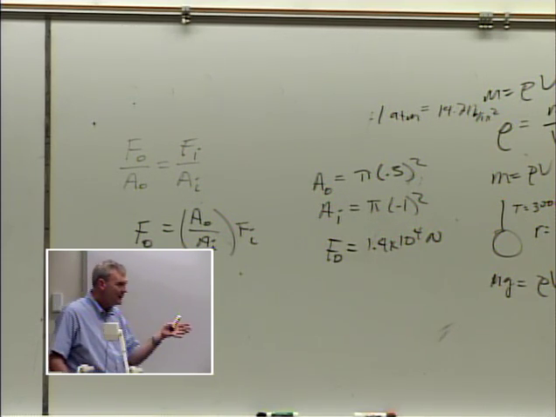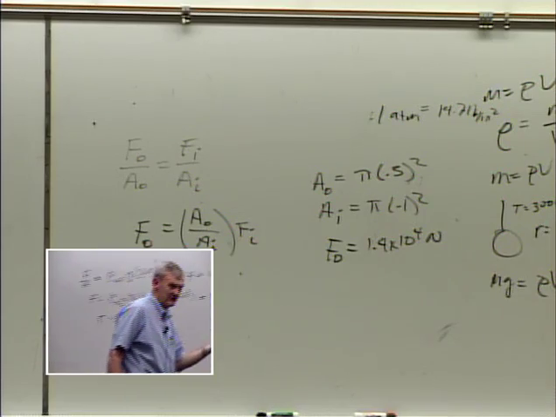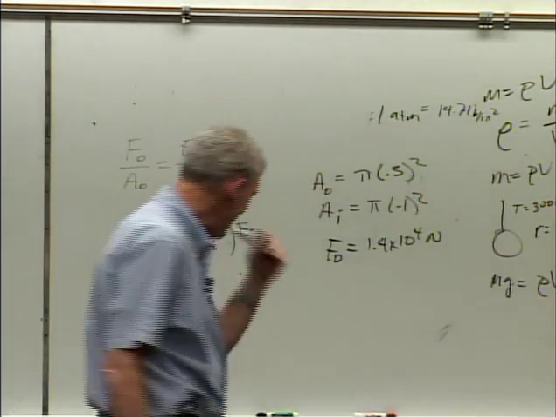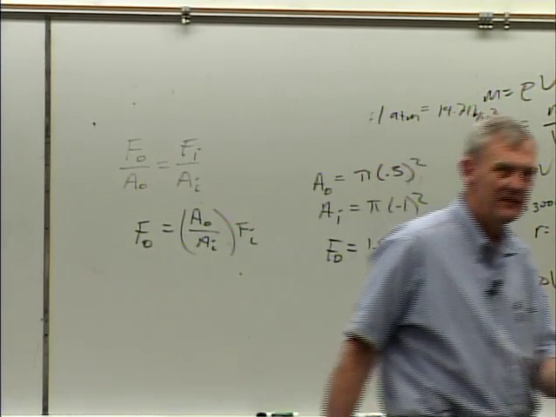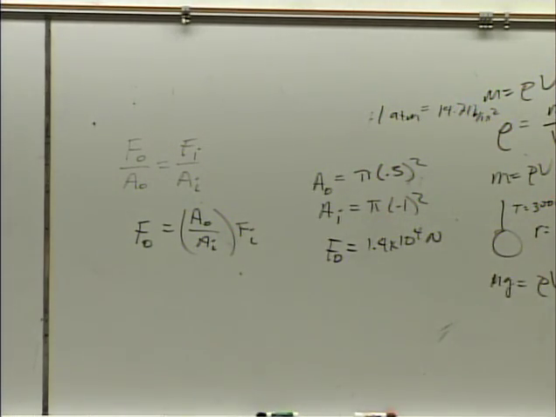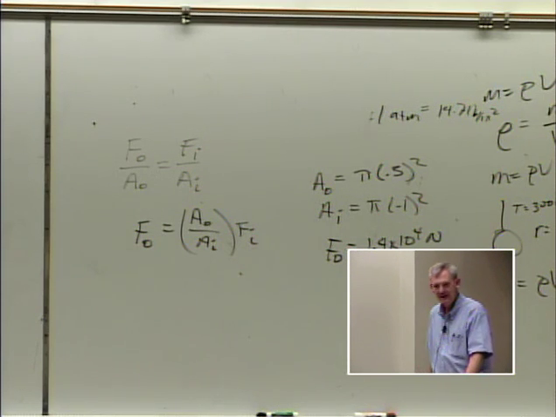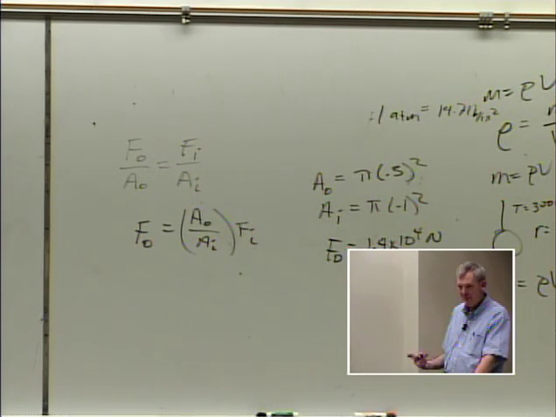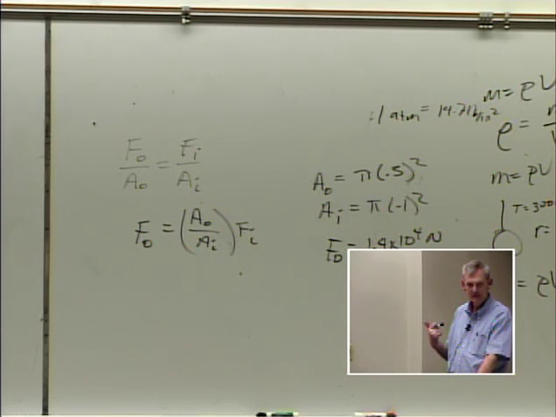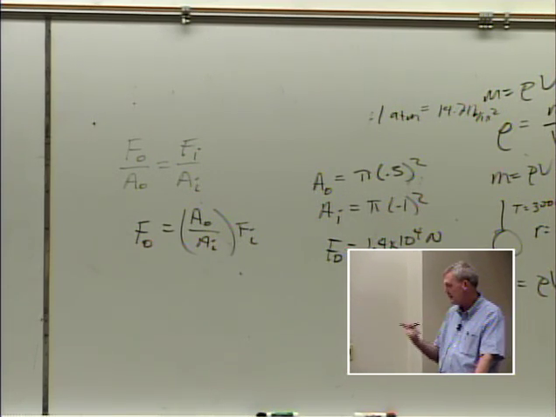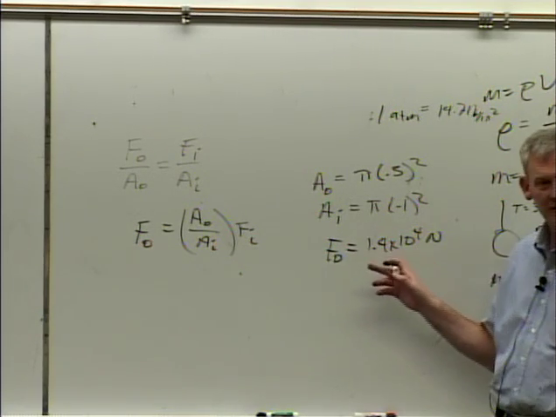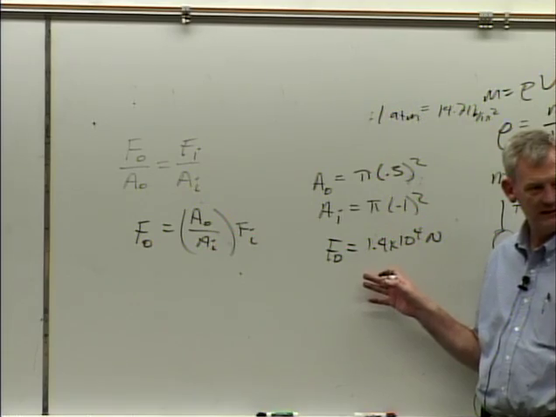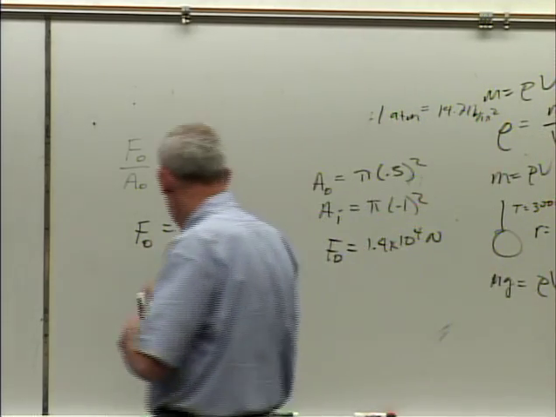3 times, and we're squaring them. So how much times greater is this force than the input force? 9 times. So in other words, I only need to put in 1/9 of the force. 1/9 of the force will give me this much output force. But let's go ahead and do it anyway.